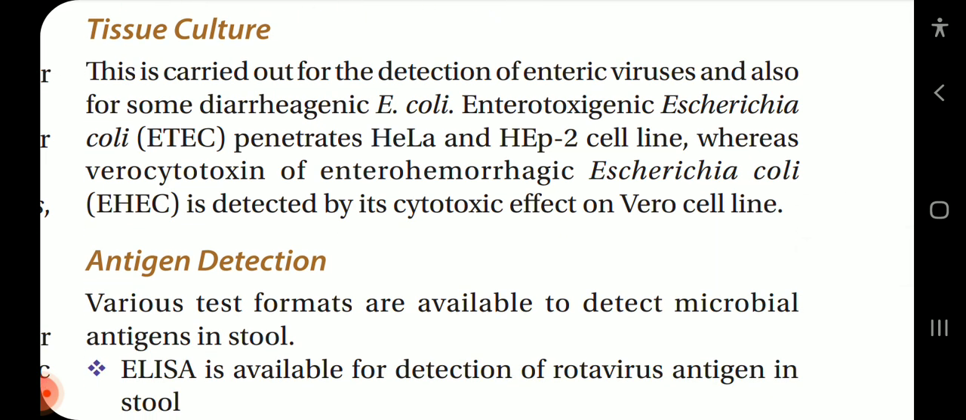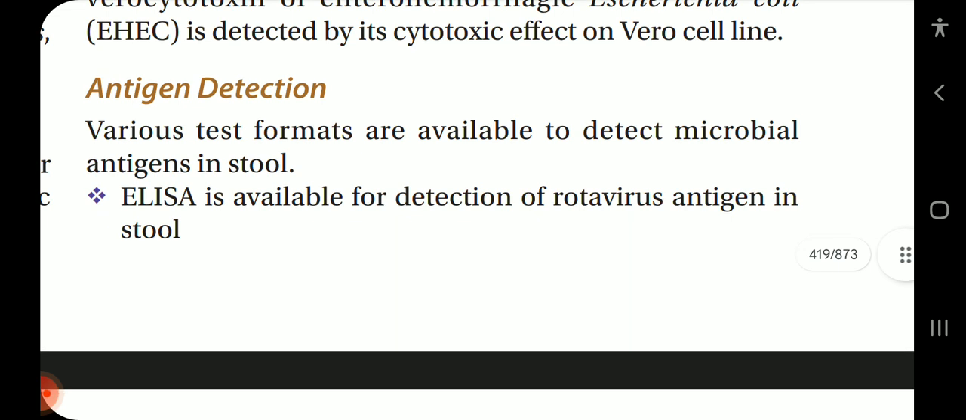Tissue culture. It is carried out for the detection of enteric viruses and also for some diarrheagenic E. coli. Enterotoxigenic E. coli, ETEC, penetrates HeLa and HEp-2 cell lines, whereas verocytotoxin of enterohemorrhagic E. coli, EHEC, is detected by cytotoxic effect on Vero cell line. Antigen detection: various test formats are available to detect microbial antigens in stool. ELISA is available for detection of rotavirus antigen in stool.